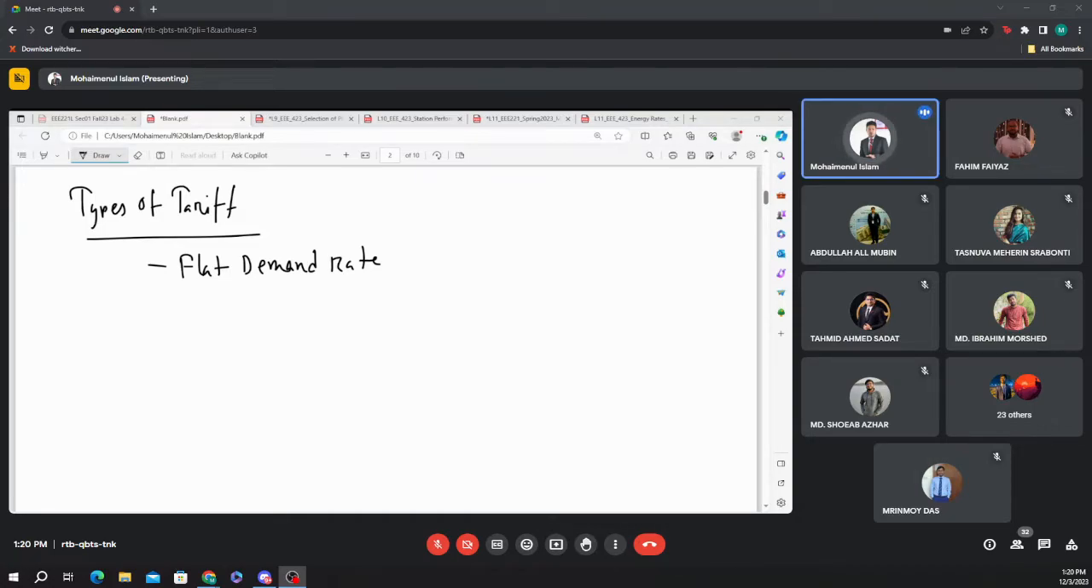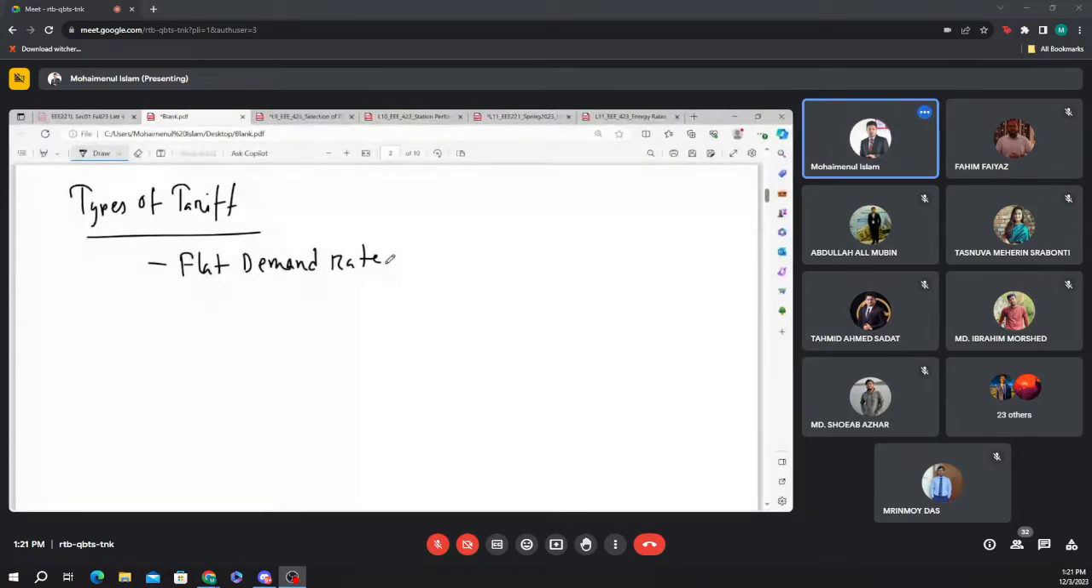Sorry for the interruption. Anyway, so we are considering flat demand rate. The flat demand rate is basically a very simple demand rate. There is no other equipment related, service related cost. Simply, if you have the total energy and you consider the maximum demand, you can get the value, a very straight line type of graph. Okay.